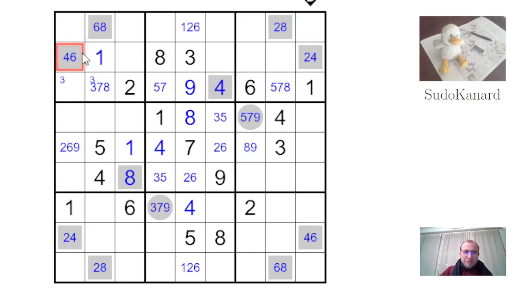So let's see. Here we have 4, 6, 6, 8, 8, 2, 2, 4, 4, 6. There's a cycle here. If this is a 4, then this is 2, this is 8, this is 6. And if this is 6, then this is 8, this is 2, this is 4. So there are two scenarios, and in both scenarios, 8 is here or there. In both scenarios, 4 is here or there. And in both scenarios, 6 is here or there. In both scenarios, 2 is here or there.